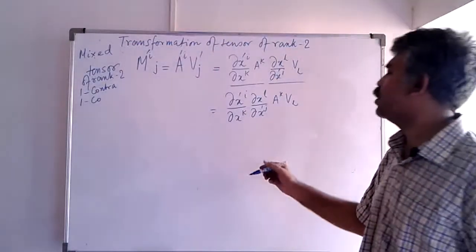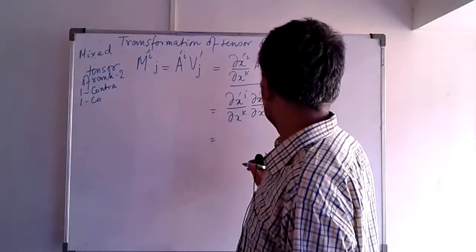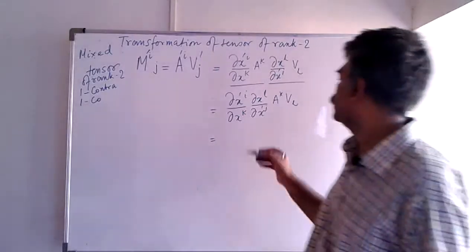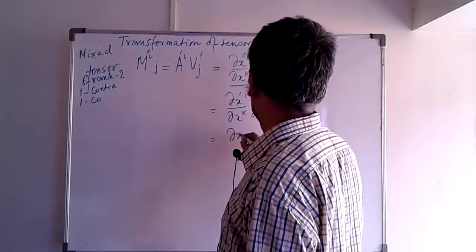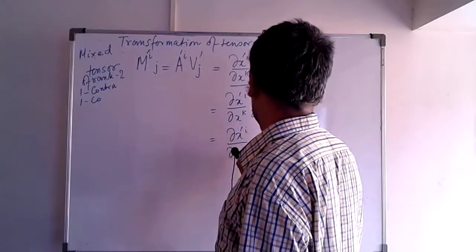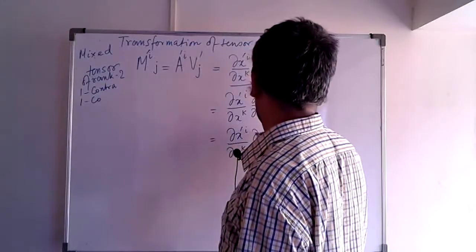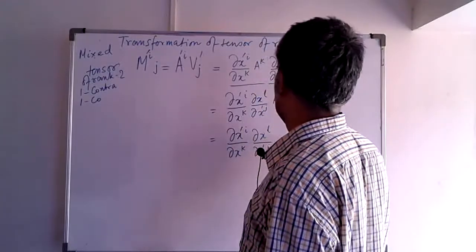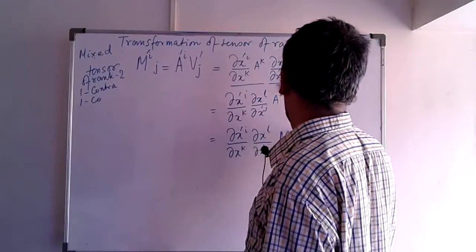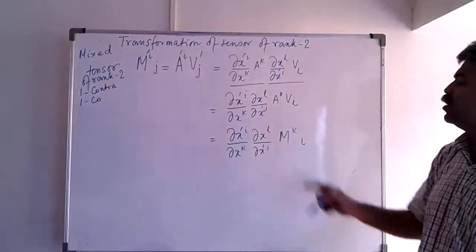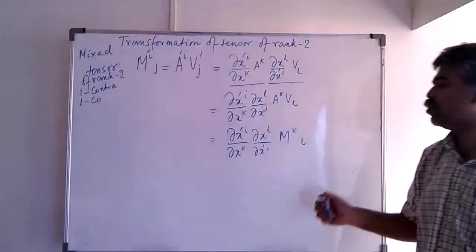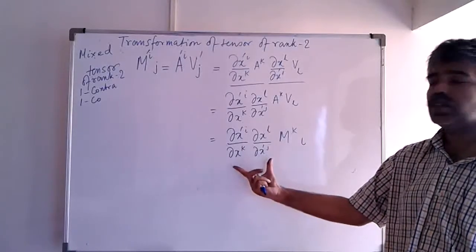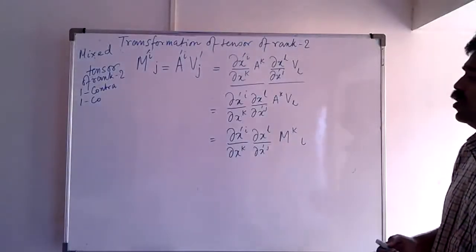You can swap, these are numbers. What is this? Yeah, this is this. Del x prime i, del x k, del x l, del x prime j, and this is mkl. Say this is a mixed tensor of rank 2, one contra, one co. If the transformation is like this, if this is the transformation coefficient, then this is a mixed tensor of rank 2.